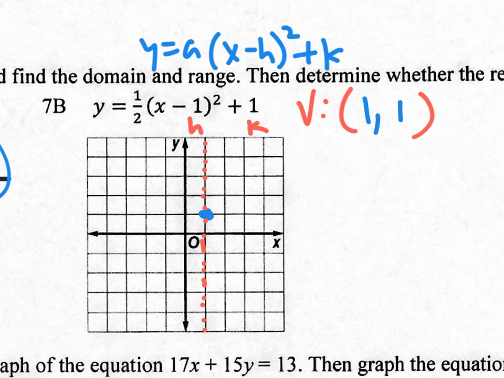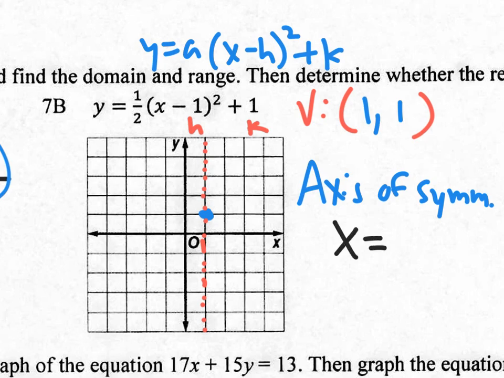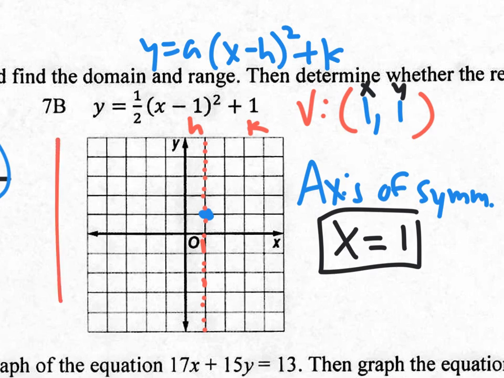If they asked you for the axis of symmetry equation, it would simply be x equals the x value of your vertex. In other words, x equals h, which is the x value of the vertex. So that's your equation of the axis of symmetry. That is the vertical line that goes through the x value of 1. And for more points, all you need to do is make a quick xy table.